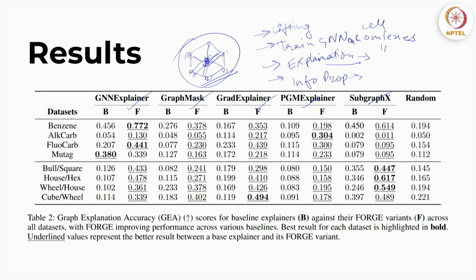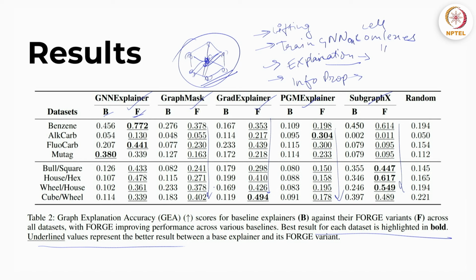So let's look at some results here. B indicates the base explainer, which is run without any intervention from us. And F indicates the explainer is running with the Forge framework. The best result for each data set is in bold, and underlined values represent the better result between a base explainer and the Forge variant. So if you see across the table, for almost all data sets and explainers, the Forge variant actually outperforms the base variant by quite a lot.